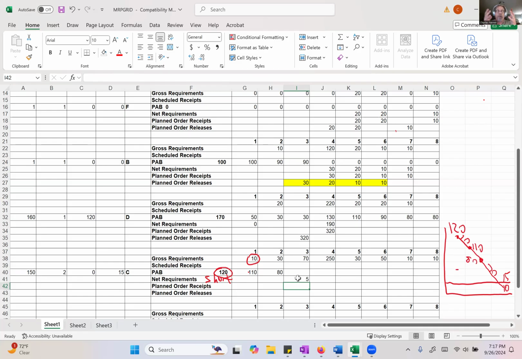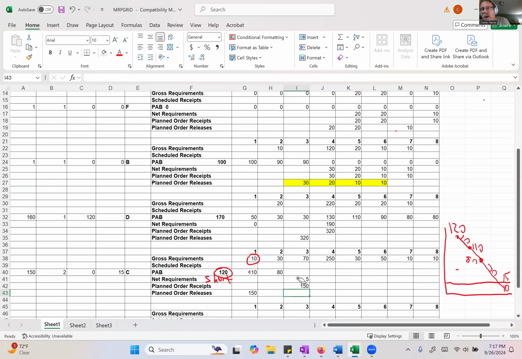So this is where lean people get a little cranky at us sometimes, because they're saying, "Oh my goodness, you're buying materials to get above safety stock. Safety stock isn't real demand. What are you doing? You shouldn't do that." But that's part of what we got going on. So MRP is going to say you better get in 150 in period three. And with a 2 period lead time, you better release it in period one.